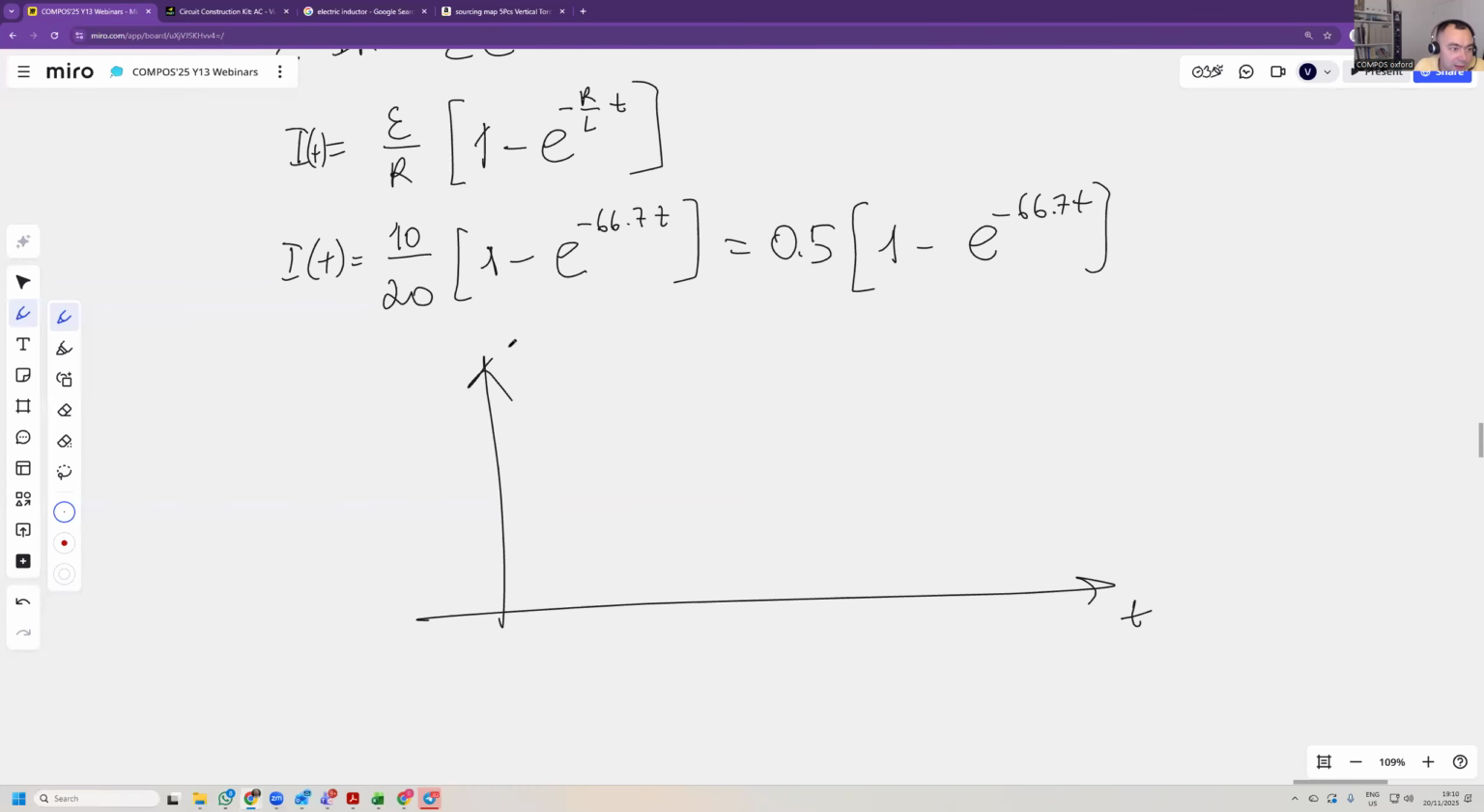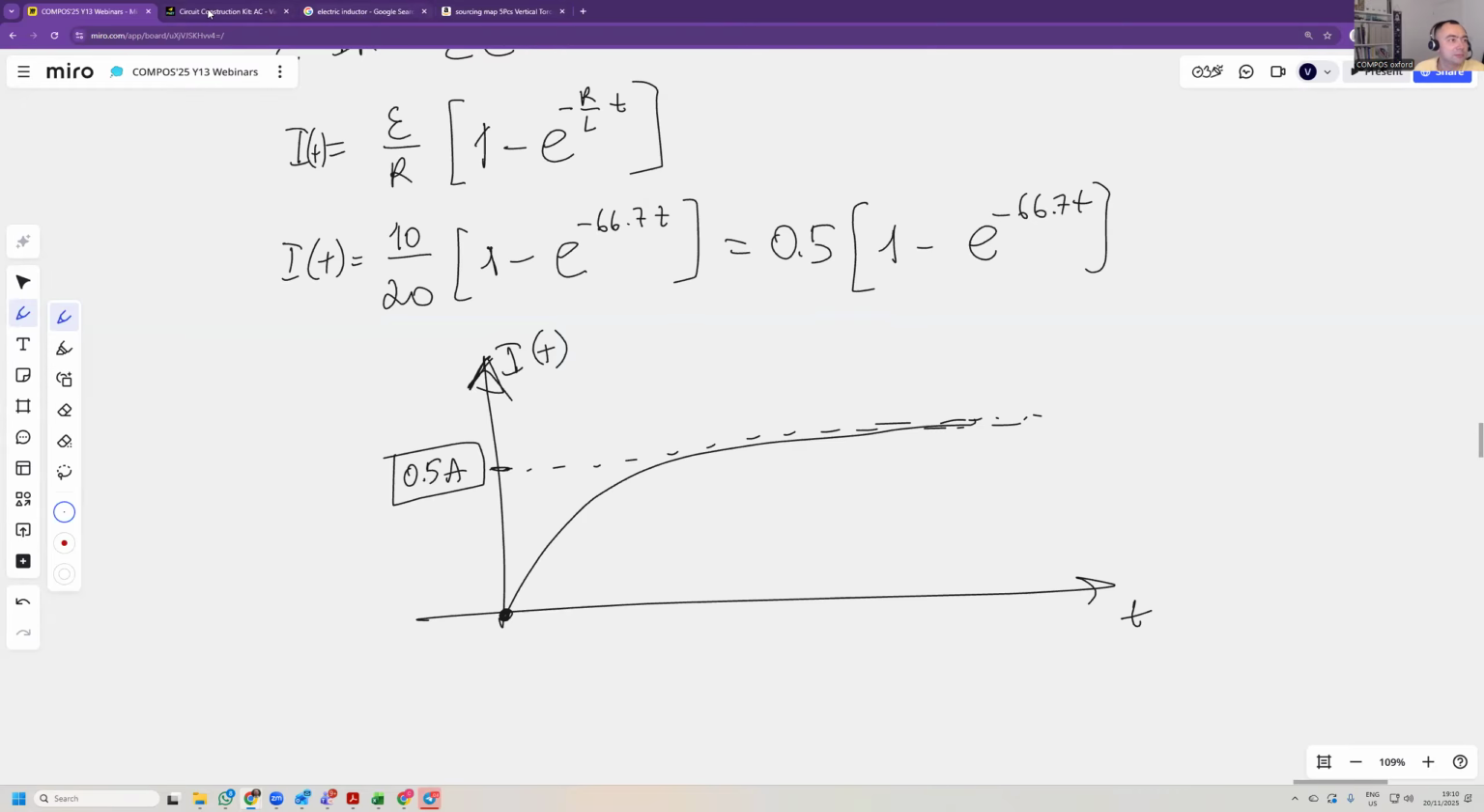Let's sketch that graph, t and I. You see how physics becomes super exciting when you add a maths element to it. So it starts from 0, because when t is 0, this is 1, so 1 minus 1 is 0. And then it is an inverse exponential, so it's going like this. And the final current is 0.5 amps.